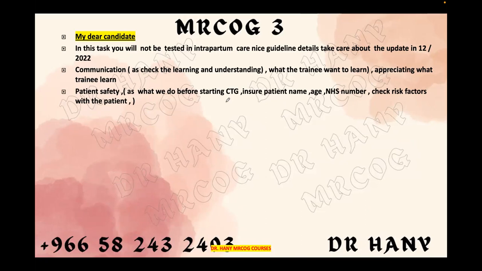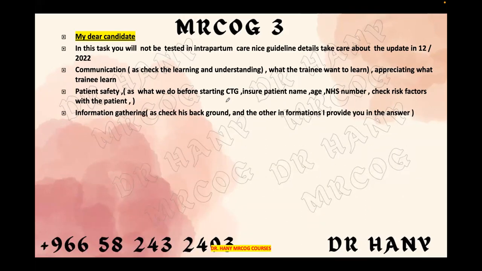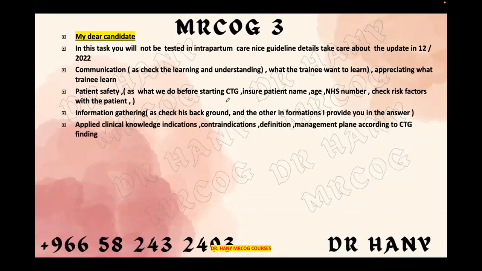Check the risk factors of the patient. Information gathering: check the background, whether there is any bullying or not, and what he understood before. What information does he need to know? Applied clinical knowledge will be about the indication of the CTG, the contraindications, the benefits and the drawbacks, the definition, and the management plan according to the CTG.